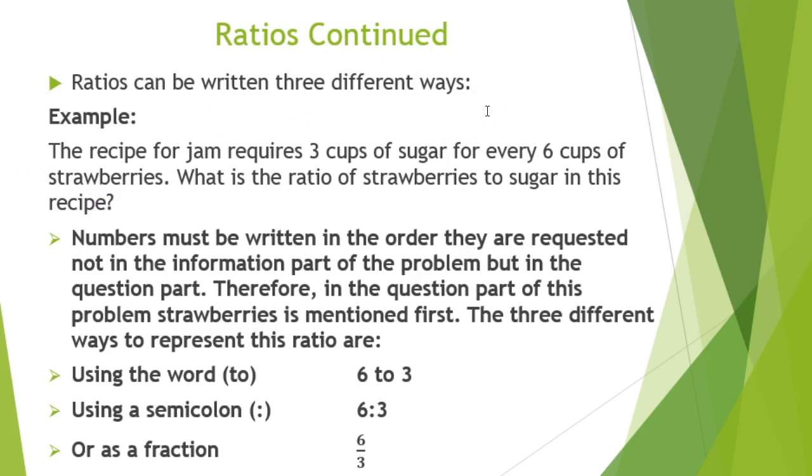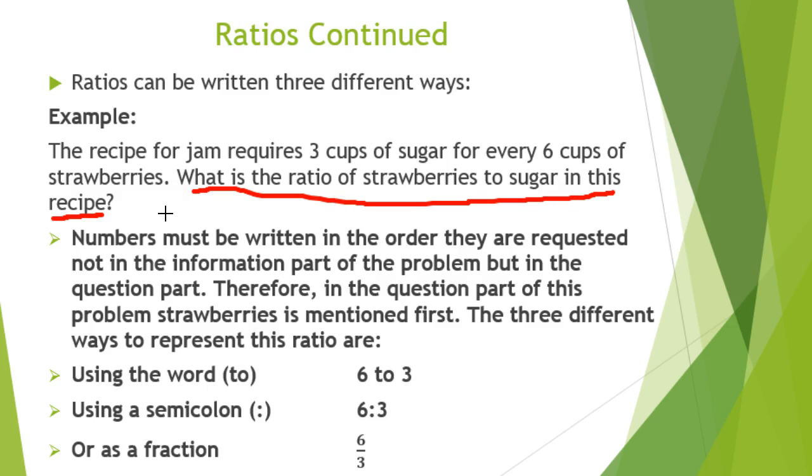Ratios continued. Ratios can be written three different ways. Example, the recipe for jam requires 3 cups of sugar for every 6 cups of strawberries. What is the ratio of strawberries to sugar in this recipe? Numbers must be written in the order they are requested, not in the information part of the problem, but in the question part. Therefore, in the question part of this problem, strawberries is mentioned first.